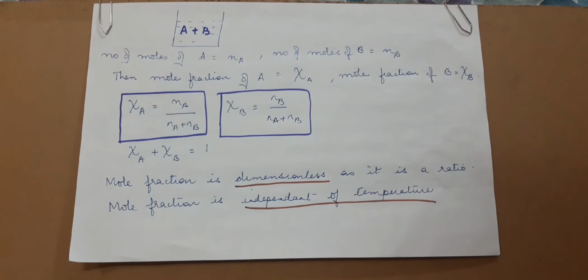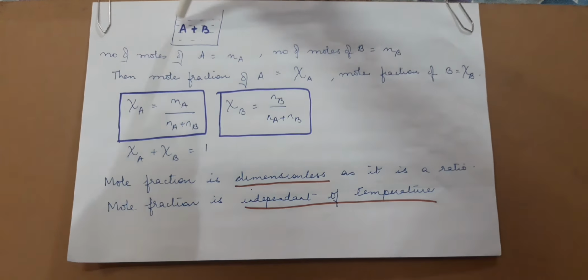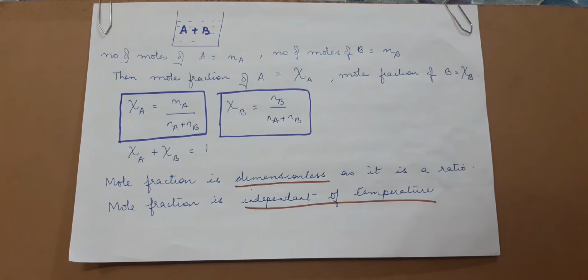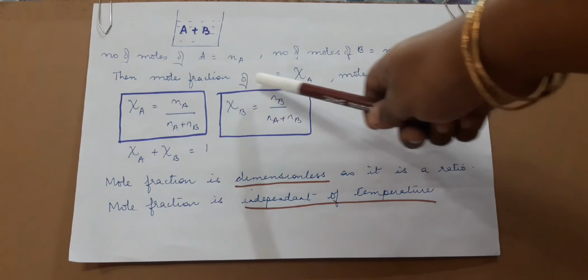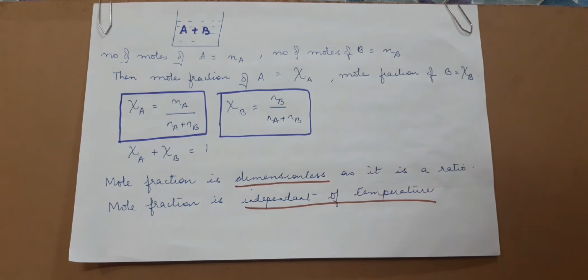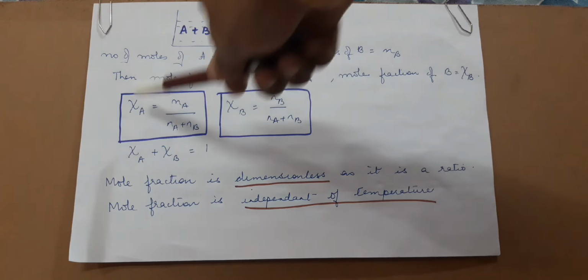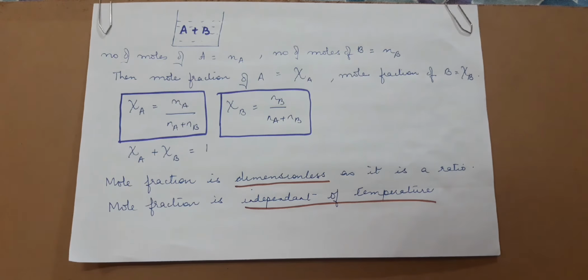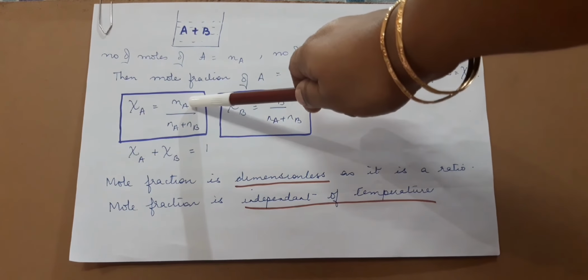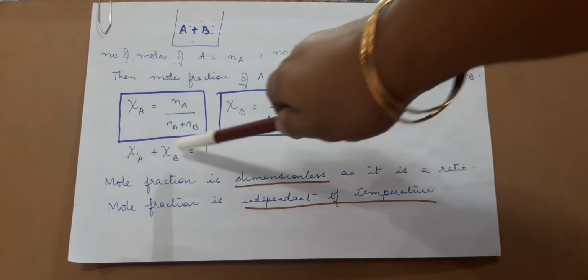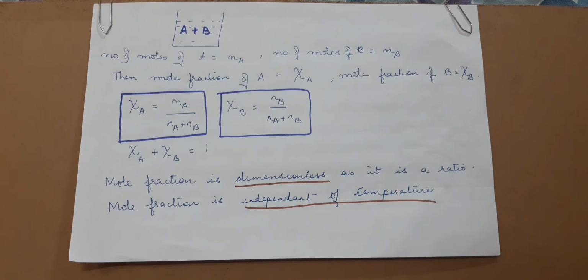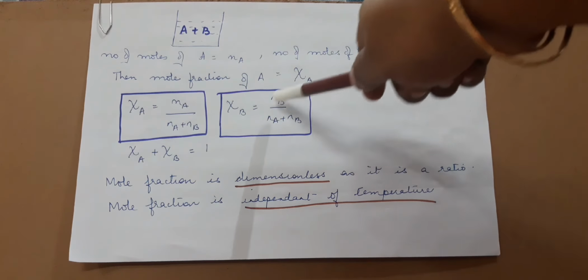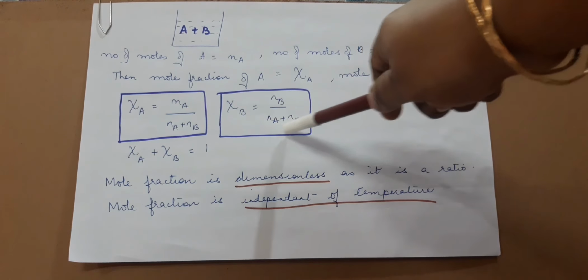Okay, so how do I represent it? For example, suppose I have A and B in a particular solution. Number of moles of A is Na. Number of moles of B is Nb. Then the mole fraction of A would be Xa, I'll take it as Xa, it's chi A. Mole fraction of B as Xb. So the mole fraction A is equal to number of moles of A, Na, by the total number of moles, Na plus Nb. And mole fraction of B would be number of moles of B, Nb, by Na plus Nb.